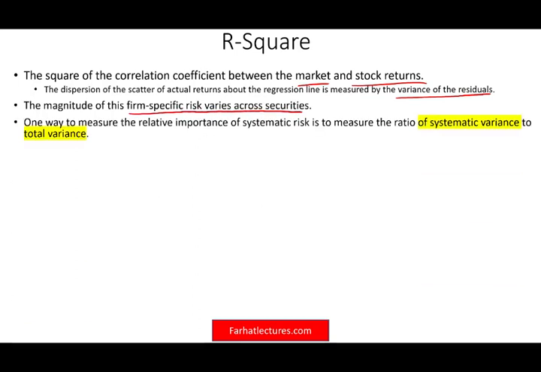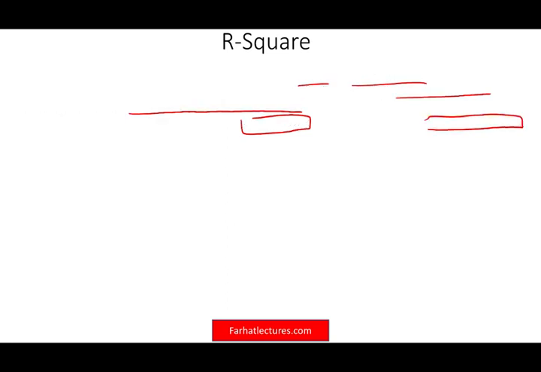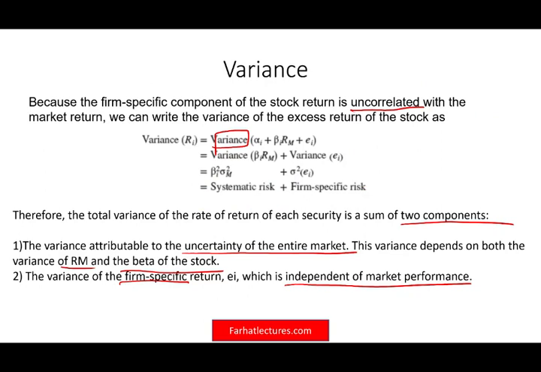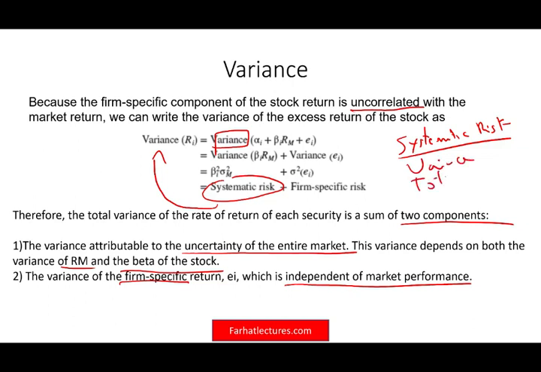and because they vary across different securities, one way to measure the relative importance of the systematic risk is to measure the ratio of systematic variance to total variance. Remember, what is total variance? Total variance is systematic risk plus firm risk. So what we need to know now is how much is the systematic risk in relationship to total variance. So we take systematic risk and divide it by the total risk, which is the variance. The variance is the same thing as total risk. And this is basically R square.